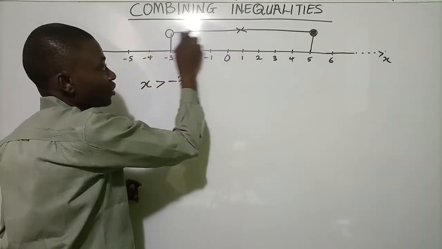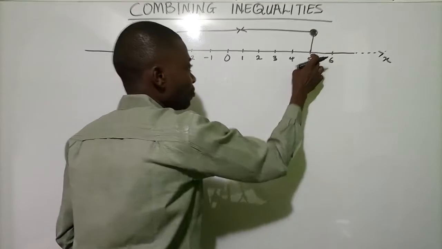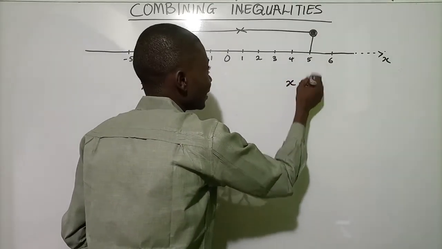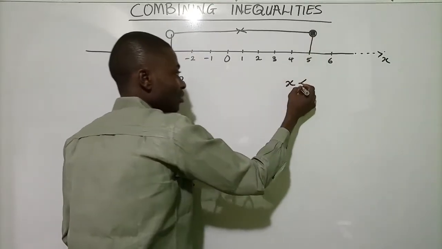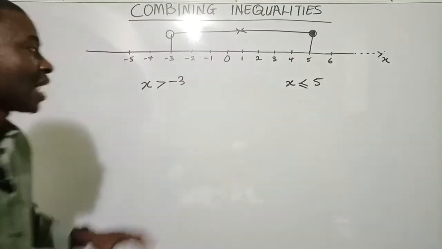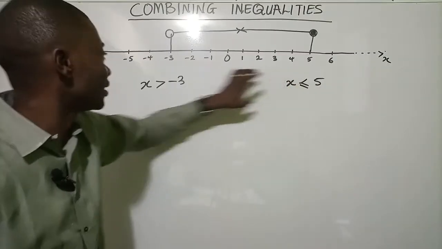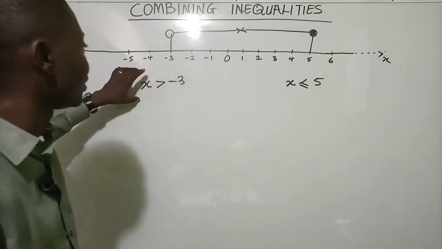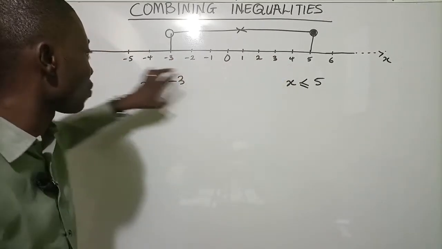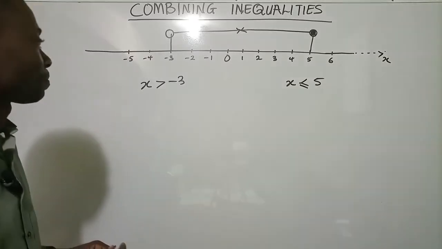And from here we can say that x is less than, because this is thick, less than and equal to 5. Now how do we write out the inequality connecting these two inequalities? We are writing the single inequality combining them.